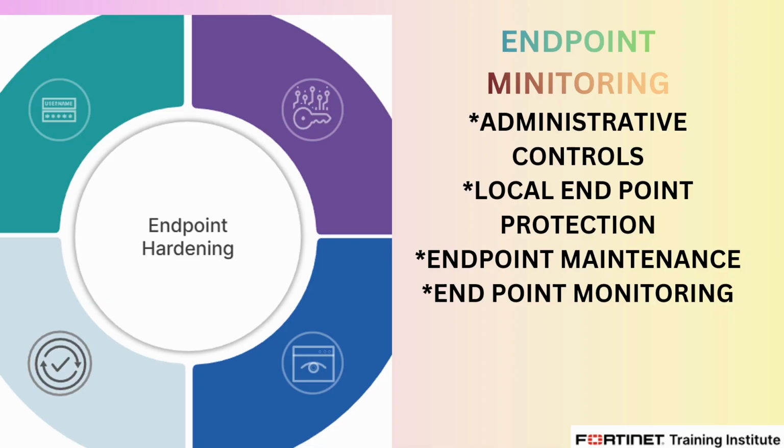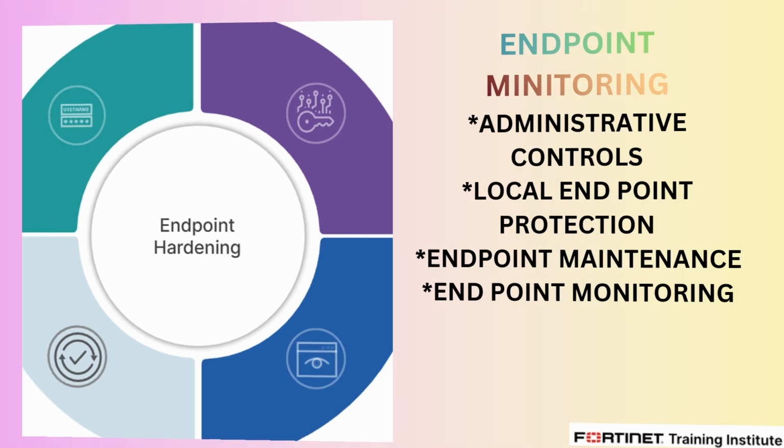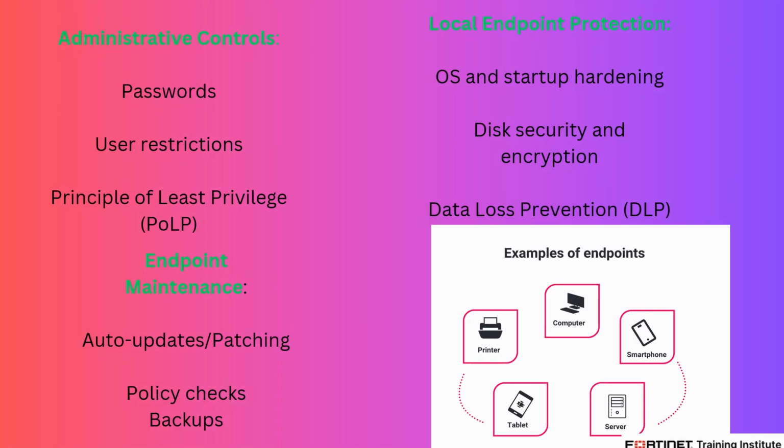Endpoint monitoring has three types: administrative controls, local endpoint protection, and endpoint maintenance. Let us see clearly about this in the next slide. Here, local endpoint protection involves OS and startup hardening to protect the device from initial threats. It also includes disk security and encryption to safeguard data, along with data loss prevention, or DLP, mechanisms.